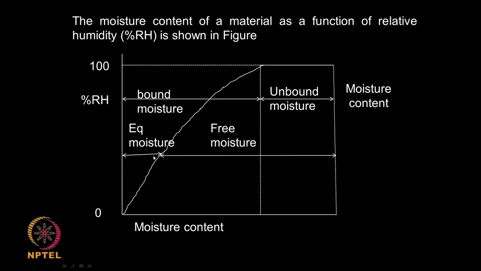This is called the equilibrium moisture. So, we have the bound moisture here and we have the unbound moisture here. Okay. We have the bound moisture, unbound moisture here, and this is the equilibrium moisture, whereas this is the free moisture. So, we can remove all the free moisture, but as soon as you reach the equilibrium moisture content at a given relative humidity, you cannot go below that moisture content.